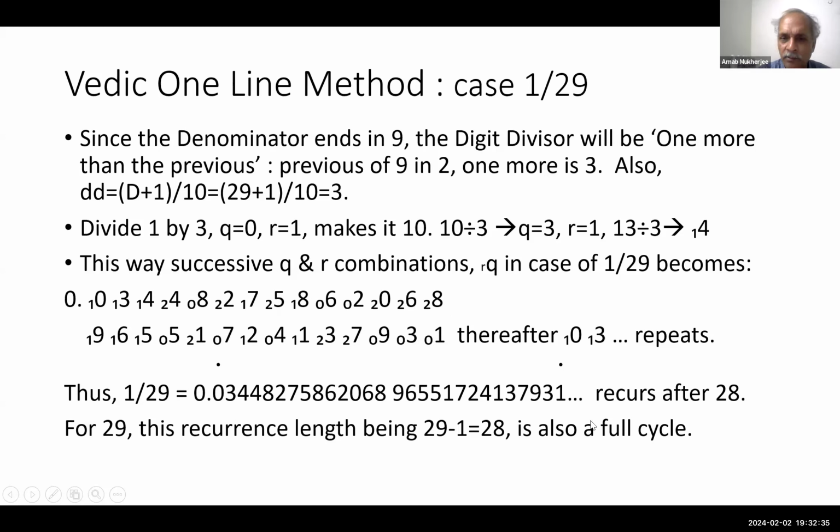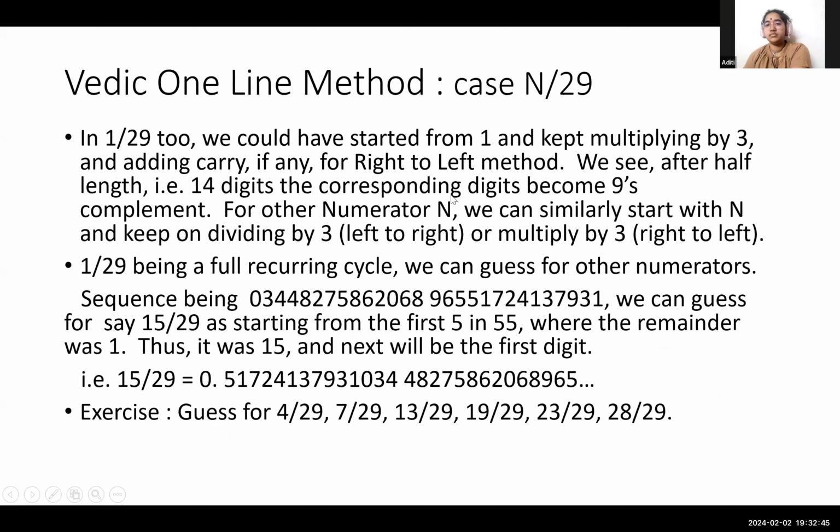So it looks like it has 28 digits, a full cycle. With the full cycle, you get all the answers in one line, like that. Whatever I have discussed is all written here so that you do not forget. There are some exercises as well that you can do.